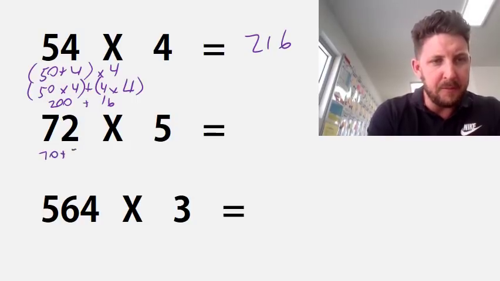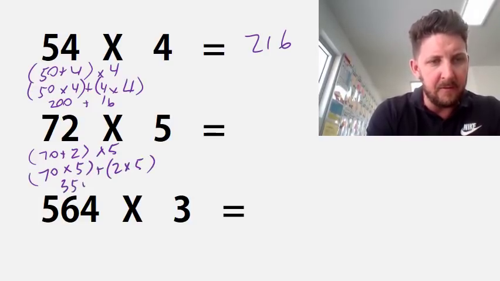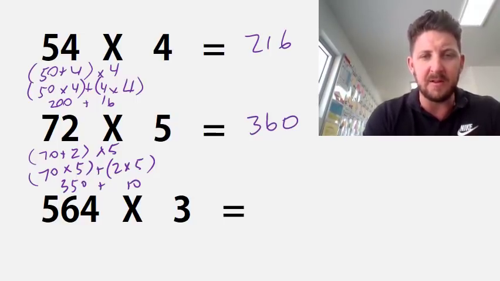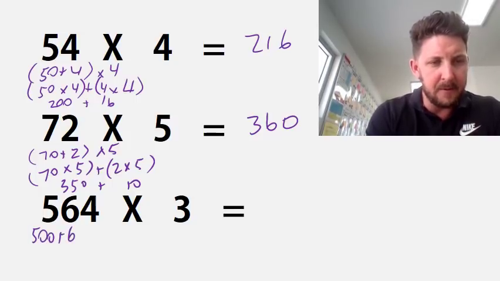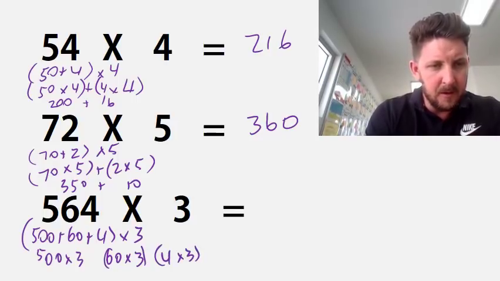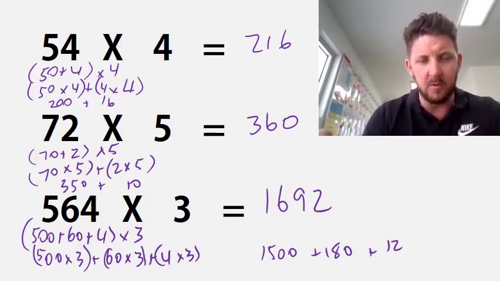Second one, 70 plus 2, multiply that by 5, 70 times 5, and 2 times 5, which would be 350 and 10. Adding those together makes 360. Last one here obviously has 3 different houses to break up and expand. And when we break it down, we go 500 times 3, 60 times 3, 4 times 3. When we work these out, we would work out that it is 1,500, 180, and 12, which would make 1,692.